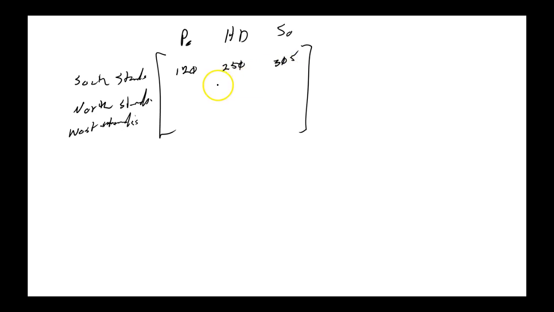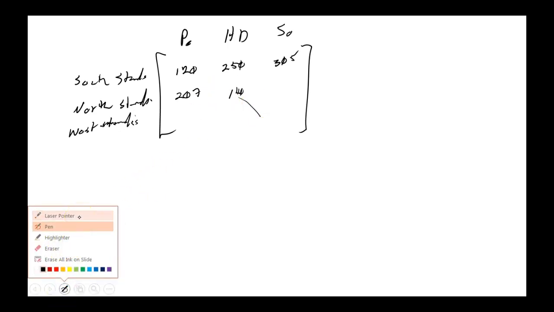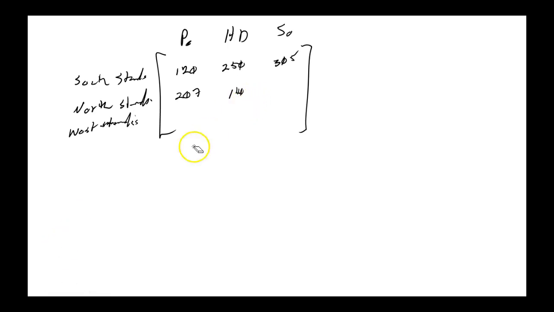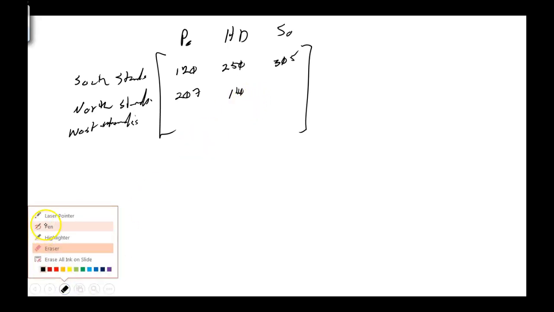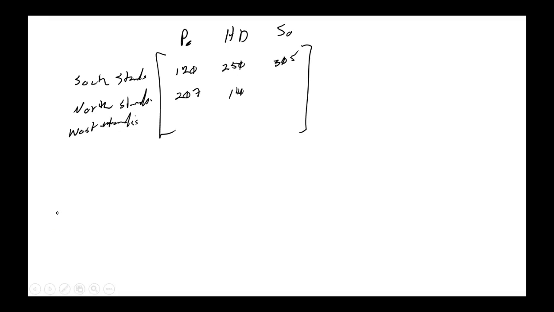Okay? On the north stands, they sold 207 peanuts, 140 hot dogs, sorry, my pen drags sometimes. I get lost going back and forth. 419 sodas.